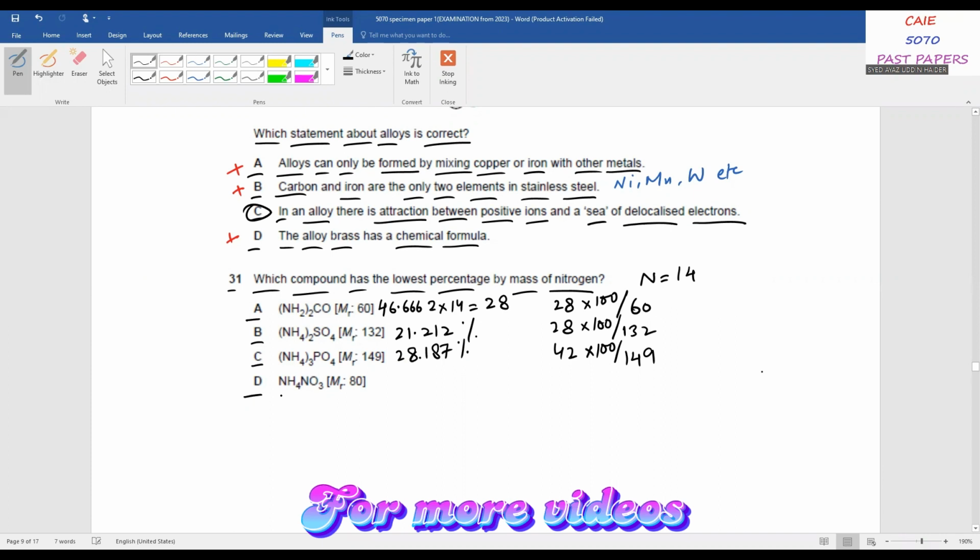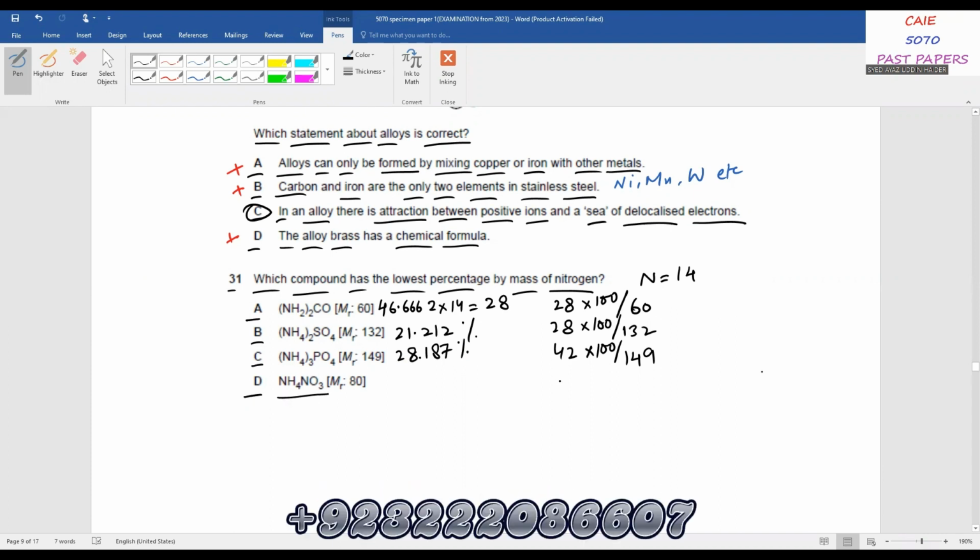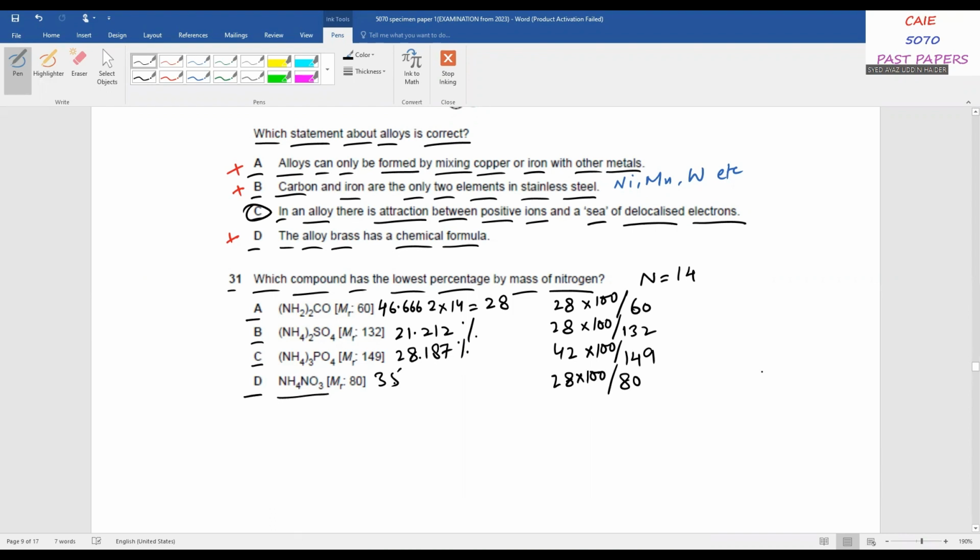Number D, ammonium nitrate, NH4NO3. Again, you are having two nitrogen atoms, so you have 28 multiplied by 100, and the MR will be 80. Answer will be 35. So B will be the correct answer for this question.